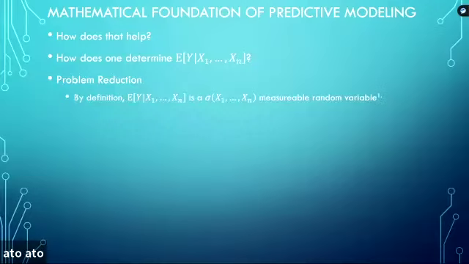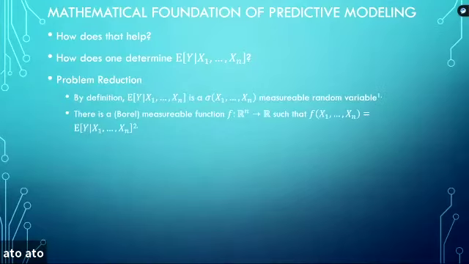Okay, that's kind of graduate level probability. How does that help? Okay, fine. Well, it just so happens that when you have sigma measurable random variables, what that implies is that you can find a function on Rn into R such that F composed with all of your predictor variables equals the conditional expectation. And that's just a run-of-the-mill result, and you can find that in Billingsley.